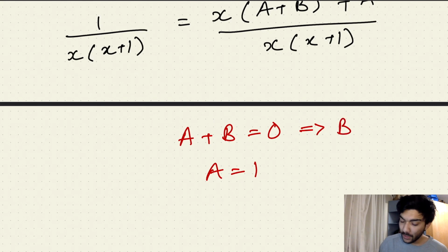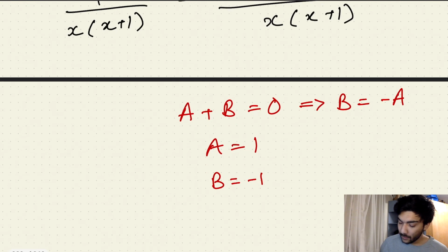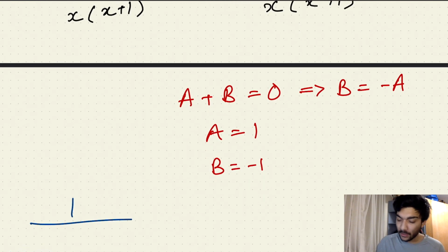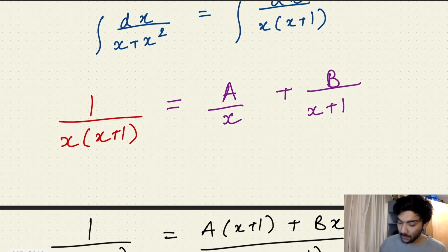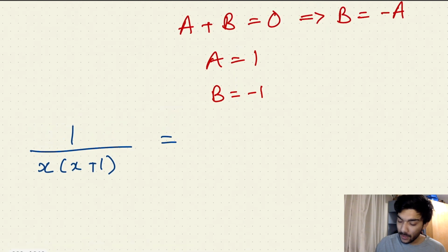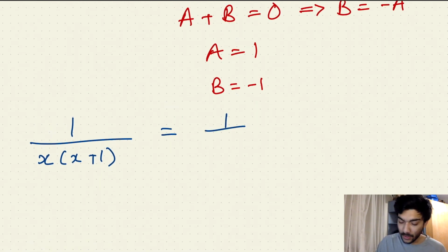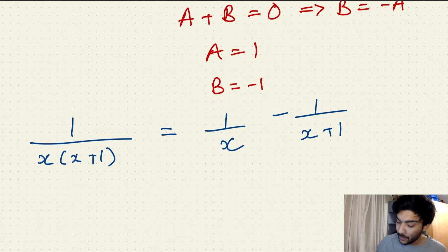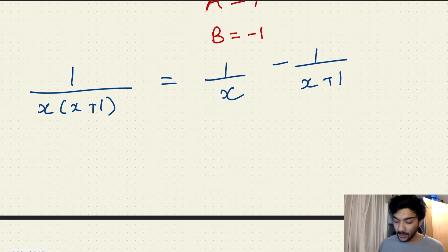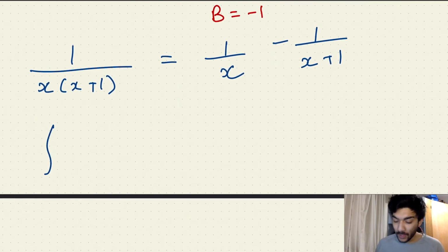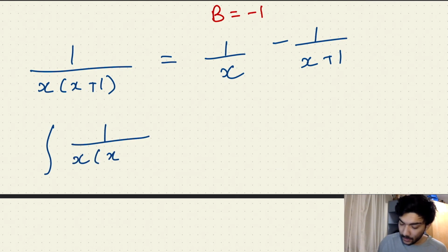So if we solve for b from this side, we can easily solve b as minus a. So b would be minus 1. And now you can break down this expression 1 upon x times x plus 1 into simply a over x plus b over x plus 1, right? And we know that a is 1, so a over x would be 1 over x, and plus b over x plus 1, so b is minus 1, so that is why it would be minus 1 over x plus 1 in this case.